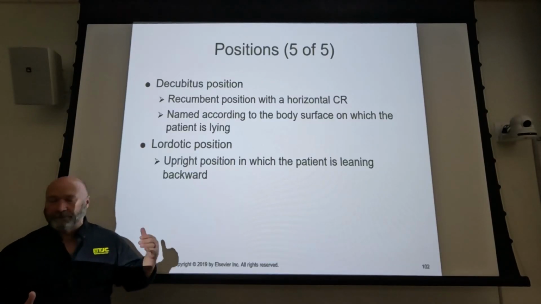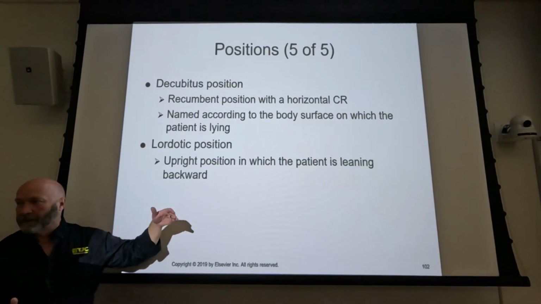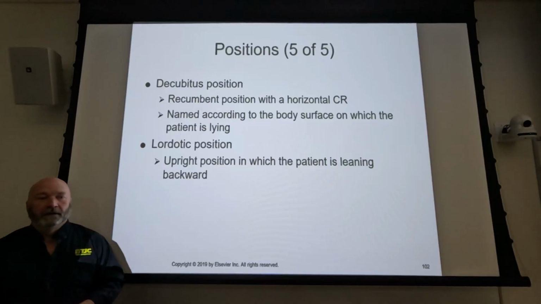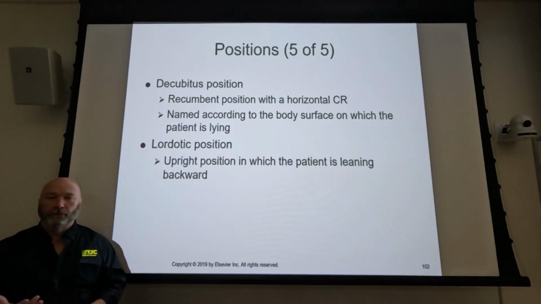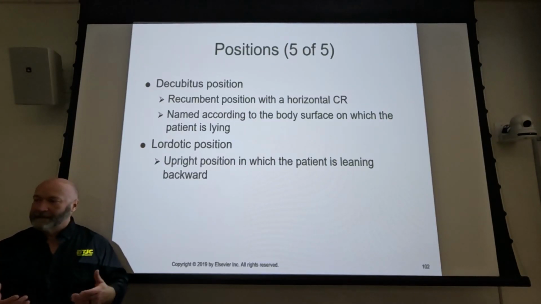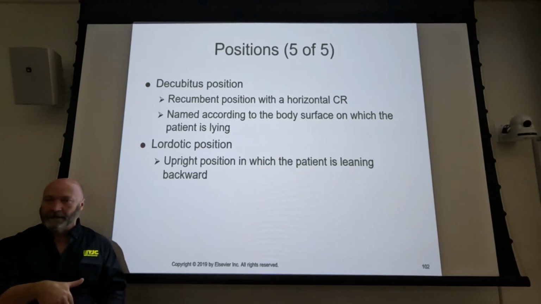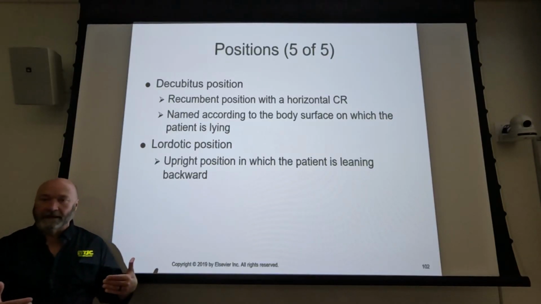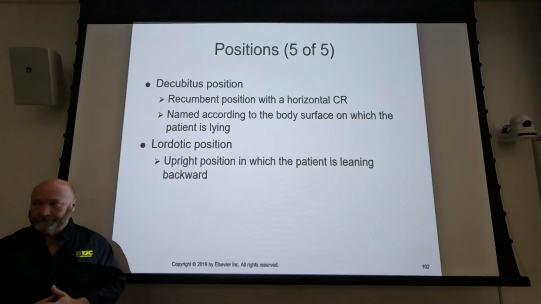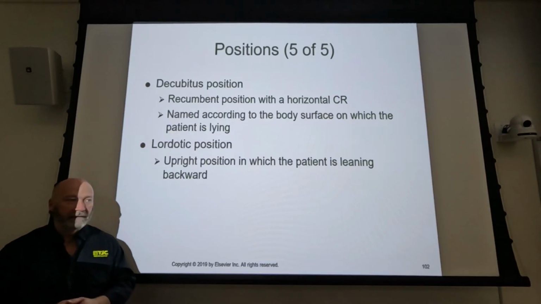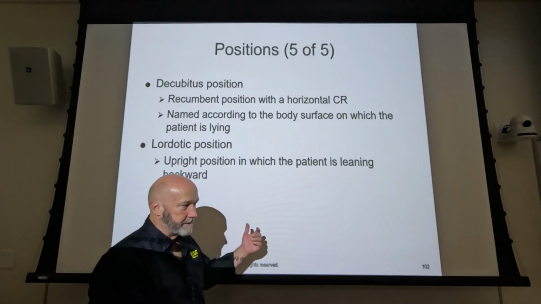Decubitus, in radiology, always implies a horizontal central ray. Okay, so if you get an order for a decubitus chest x-ray, that doesn't mean put the patient on the table and shoot vertically into the patient, right? That means put the patient on the table, lay them on the applicable side, and use a horizontal central ray. Okay? Now, let's dial it in a little tighter because we got to get there today.